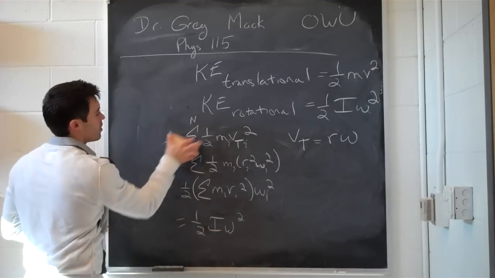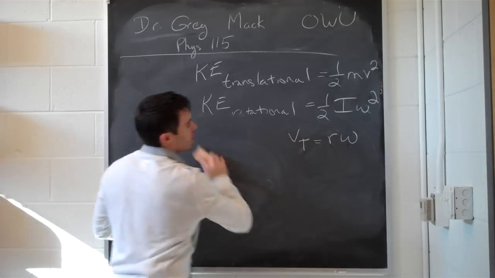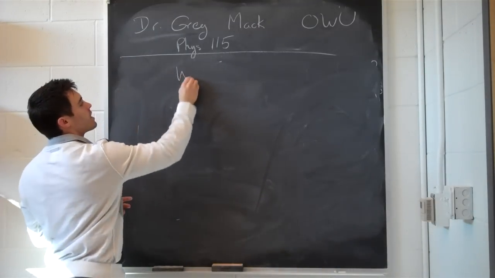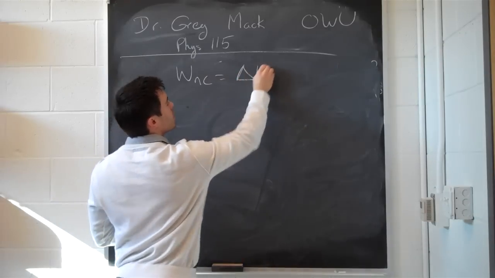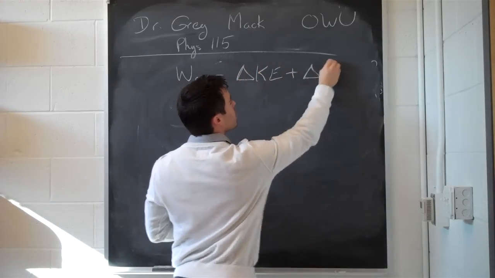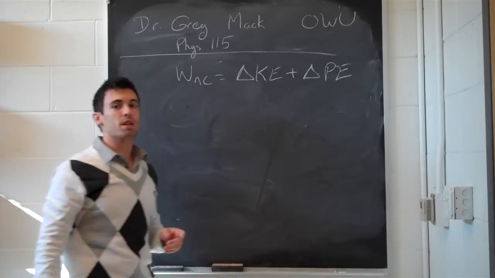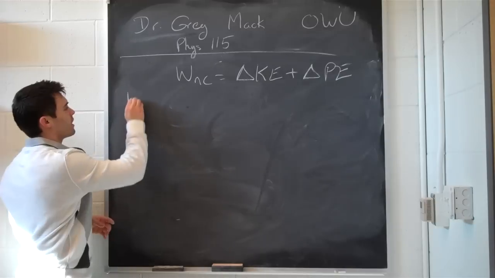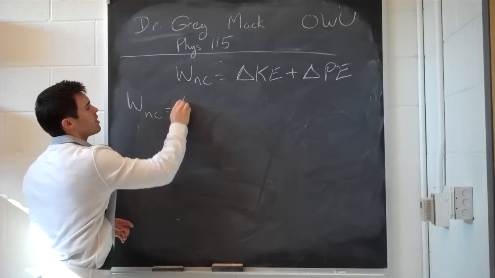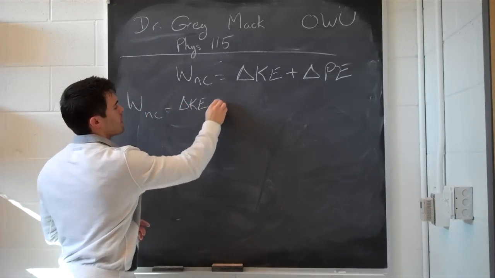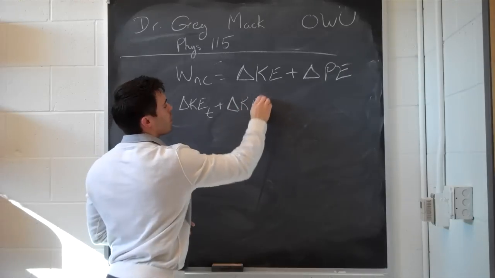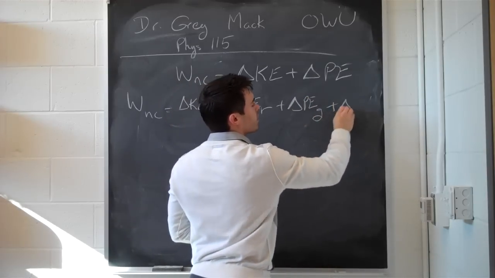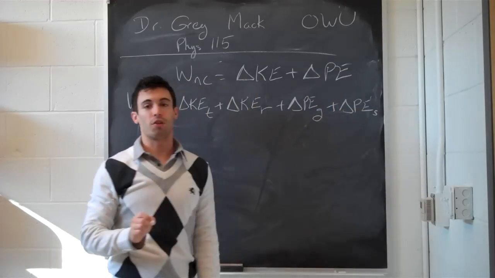So, our work energy theorem, where we just had W_NC is equal to delta KE plus delta PE, now we have parts that make up the PE and parts that make up the KE. So specifically, this is going to be delta KE translational plus delta KE rotational plus delta PE from gravity plus delta PE if there's a spring involved.